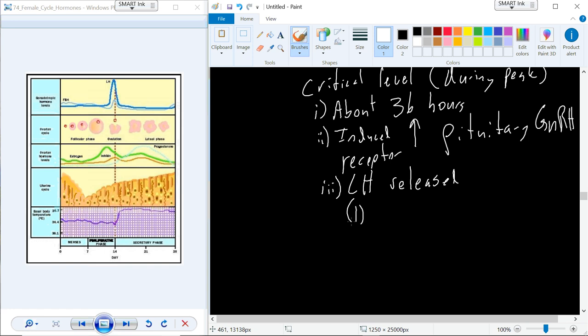So estrogen induces an increase in gonadotropin-releasing hormone receptors. A small amount of GnRH now has a whole lot more targets, and overstimulates the gonadotropes in the pituitary. Large amounts of LH are released in a very short amount of time. So LH surges to a peak. And ovulation occurs.